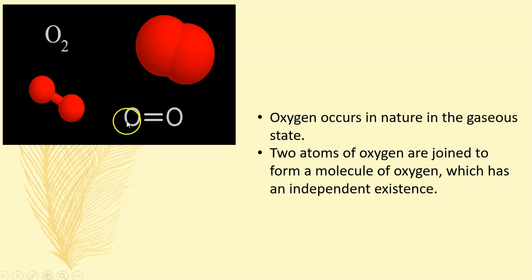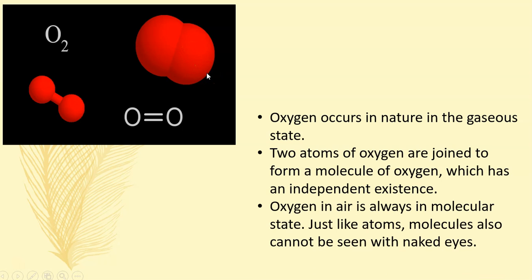You will study about this in higher classes. Why is this written like that? It is known as a bond. It shows a bond. You will study about it later. So, two atoms of oxygen are joined to form a molecule of oxygen which has independent existence. Oxygen in air is always in molecular state.